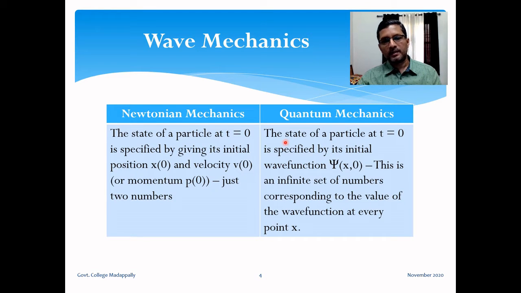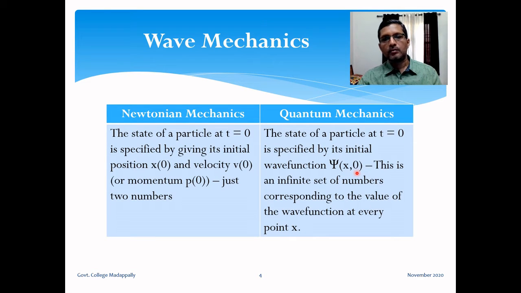And what about quantum mechanics? In quantum mechanics, the state of a particle at time 0 is specified by its initial wave function. Let us use the symbol psi for that. Psi at x, 0. I am considering a one-dimensional situation here. So psi at the point x and at the time 0.